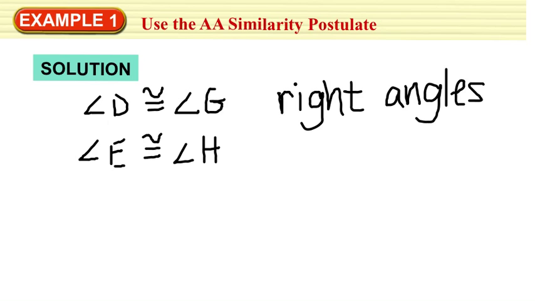So there you have it. You have two angles that are congruent. In fact, we have all three angles congruent, obviously. So since we have two angles congruent, we could say that yes, the triangles are similar by AA.